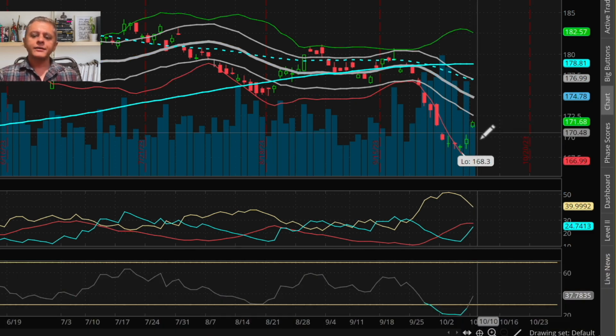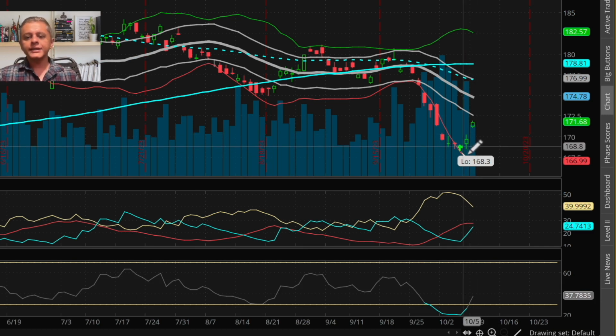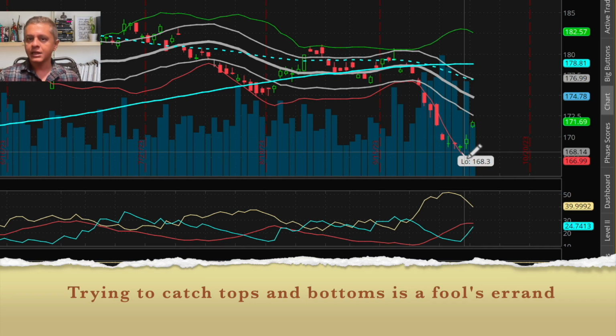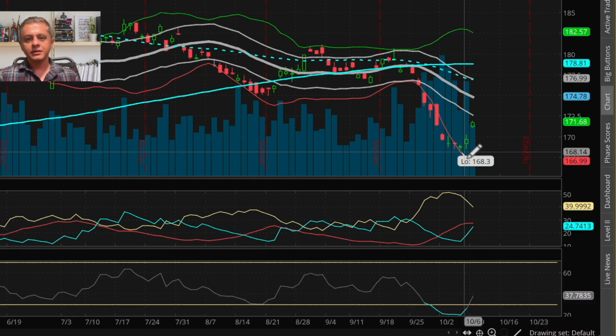Now one thing to be aware of is that nobody can catch the tops and bottoms in the stock market. It's just not possible. Unless you have a time machine, you will never know if the stock has hit its top or the bottom. So you have to wait. You have to wait for confirmation that the trend is actually changing. And by waiting, you will always miss the bottom or the top.